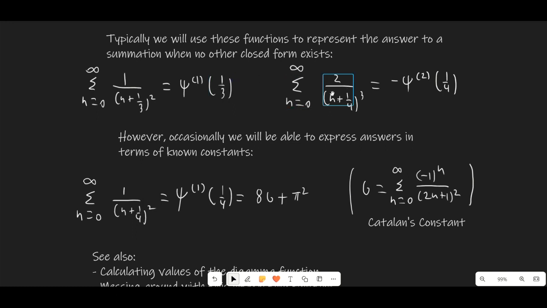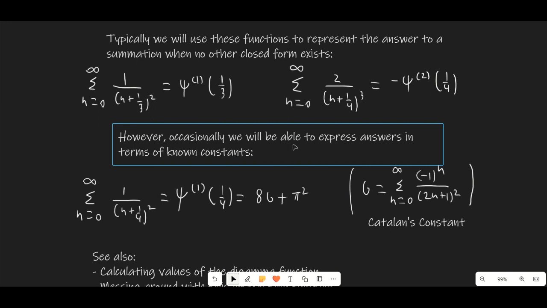You could also look right here. This summation, 2 over (n plus 1/4) cubed, is just negative, I guess this would be tetragamma, but we'll just call it the second polygamma function right here of 1/4. And again, there's no real way to evaluate the second polygamma function of 1/4. So we just write our answer like this, and that's the whole answer because there's no other way to write it. However, occasionally there will be some way to express our answers in terms of other known constants.